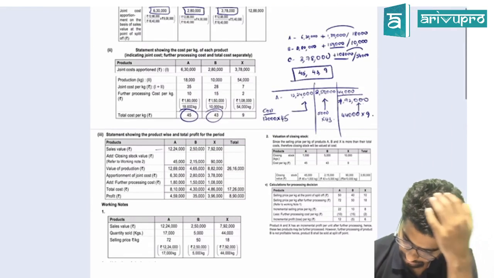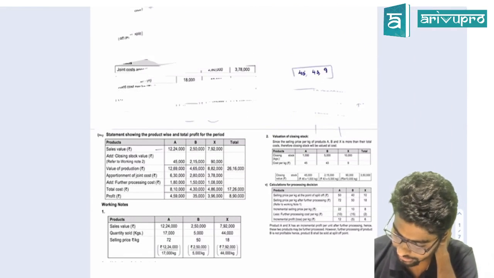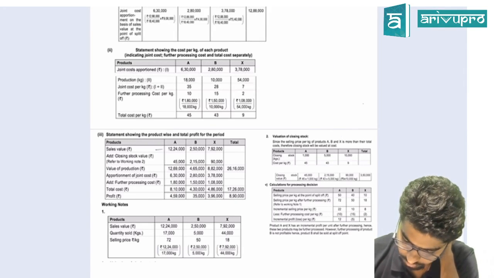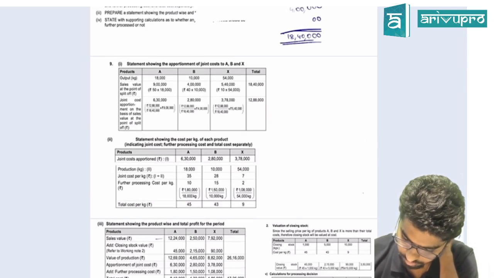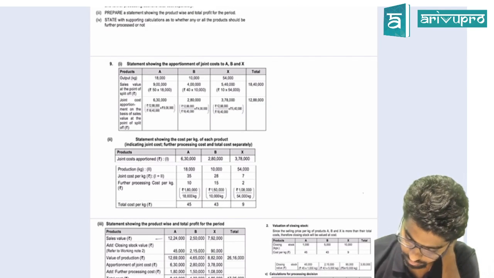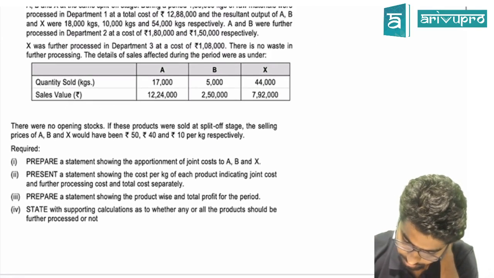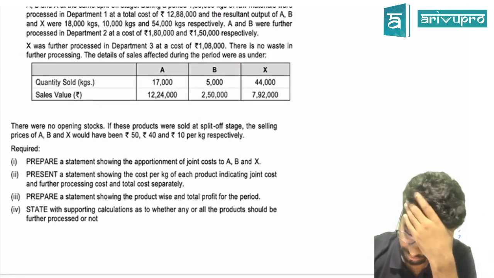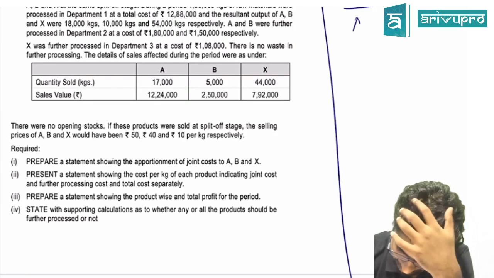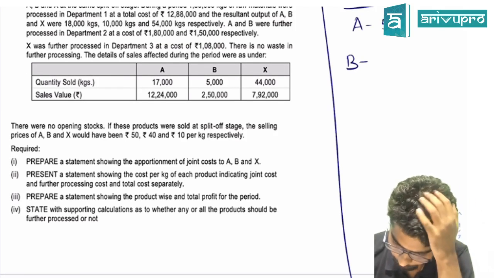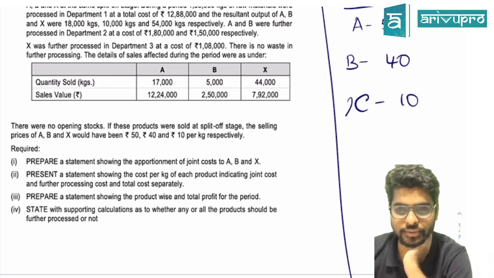Okay, let me do the last part of the question, which is the one where most of the students do mistake with. Guys, see here. Let me understand this carefully. If you sell at the split off point, you are going to be getting for A 50, B 40 and C, sorry, X 10, correct?